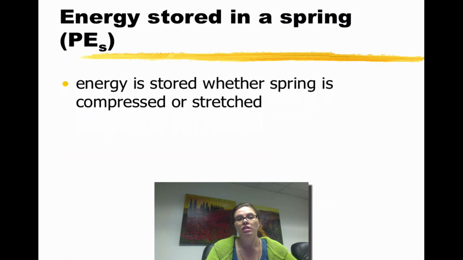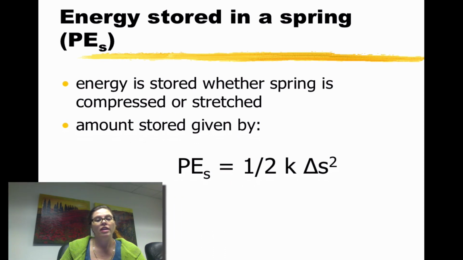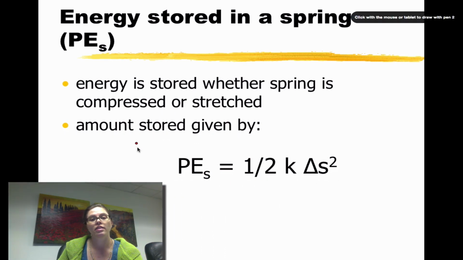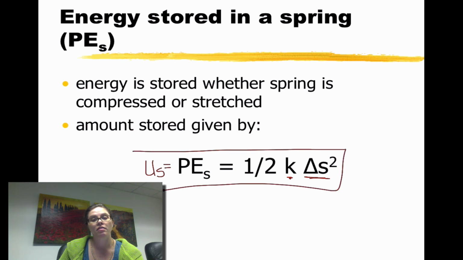So, energy stored in a spring. Energy is stored whenever a spring is compressed or stretched, and it's given by this equation. Energy of the spring is 1/2 K, spring constant, change in S, the compression or the stretch, squared. Another way of writing potential energy for the spring again is US. There we go. And we will be using this in our next example.